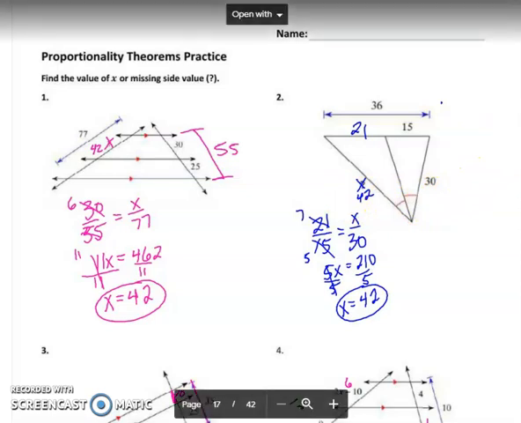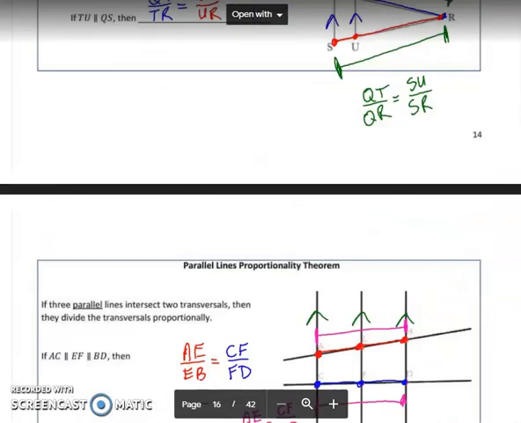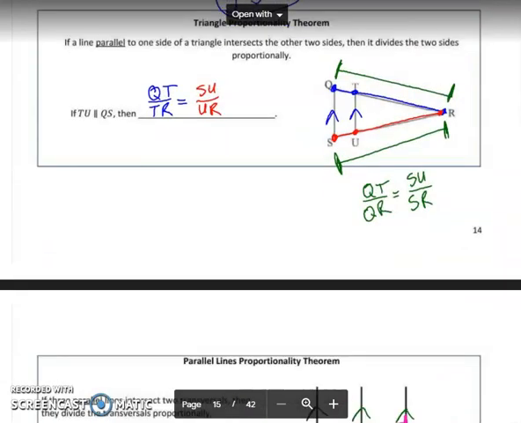All right, so those kind of all go together. So that's really the recognition that you'll need to be able to make. All right, the next recognition, it says if a line parallel to one side of the triangle intersects the other two sides, then it divides the two sides proportionally.